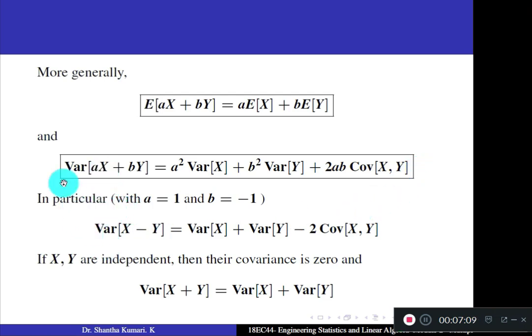In particular, in this formula, if you take a equal to 1 and b equal to minus 1, we get variance of x minus y. It becomes a square into variance of x, but a is 1. So you get variance of x plus variance of y minus 2 into covariance of xy. Once again, if x and y are independent, then clearly covariance will be 0. Recall the condition: when x and y are independent, covariance becomes 0 and variance of x plus y becomes equal to variance of x plus variance of y. So there is no covariance term.